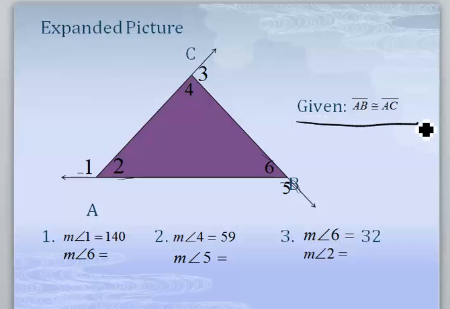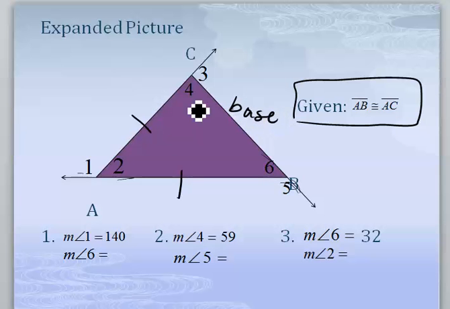We're given that segment AB, so AB, that's the bottom, is congruent to segment AC. AC is the left side, and you want to read those carefully. Make sure your marks are in the right place. This is an isosceles triangle. If I have two sides the same, I should have two angles the same. So these are my legs. My third side is the base, and it's the two angles up against the base that are congruent.